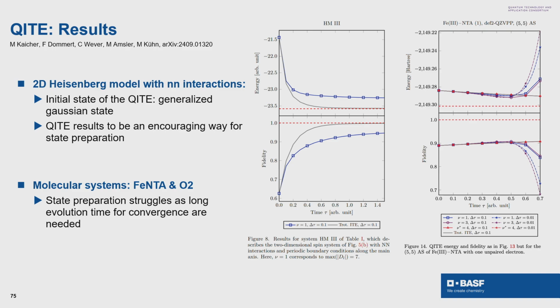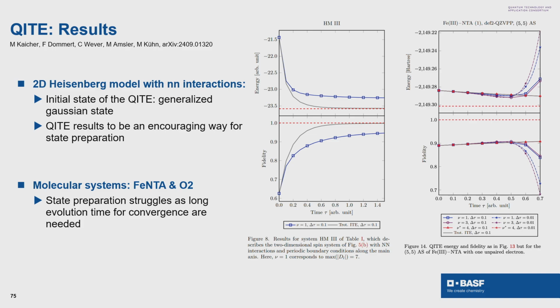So this, I would say, can be a method. We believe that this can be a method if you want to do a state preparation for a model that has local interaction. Different is the case if instead we want to prepare the ground state of a molecule, for example, this iron compound or oxygen. And in this case, these are the results in this other plot.